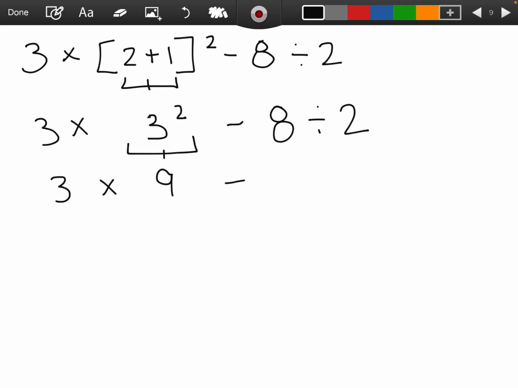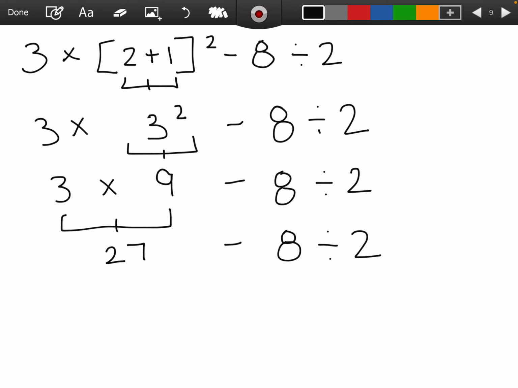Bring down the rest of the numbers. And we're left with 3 times 9 minus 8 divided by 2. No more parentheses or brackets, no more exponents or roots, so we move on to multiplication and division. We actually have both, but from left to right, multiplication comes first. So let's do that first. 3 times 9 simplifies to 27 minus 8 divided by 2.